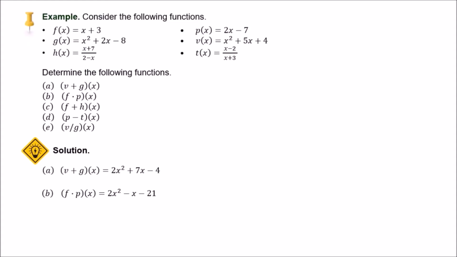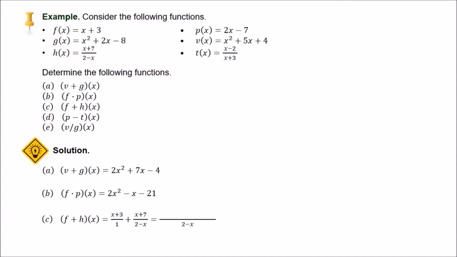Next we'll have letter C, (f plus h)(x), which is the same as f(x) plus h(x). Let's write down our functions. f(x) is x plus 3, while h(x) is x plus 7 all over 2 minus x. We combine this expression by addition of fractions. First, we write down the denominator of x plus 3, which is 1. We then get the LCD between 1 and 2 minus x, that is simply 2 minus x.